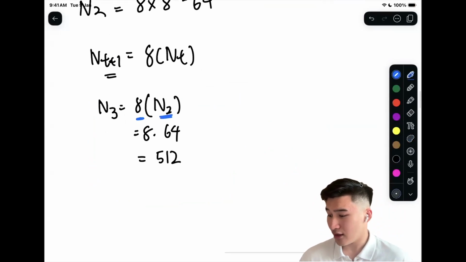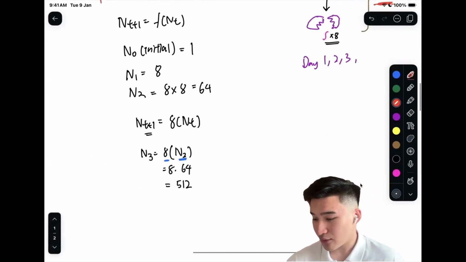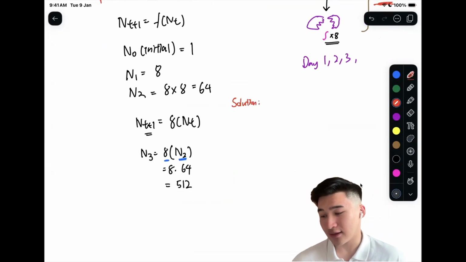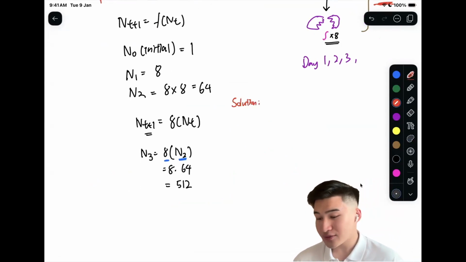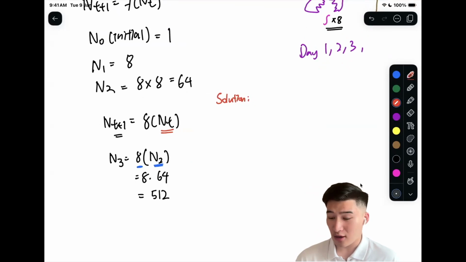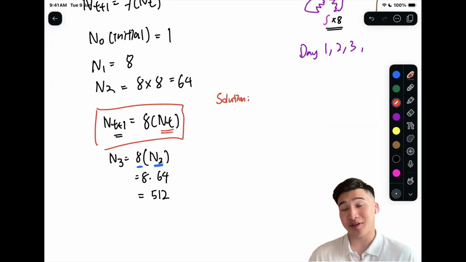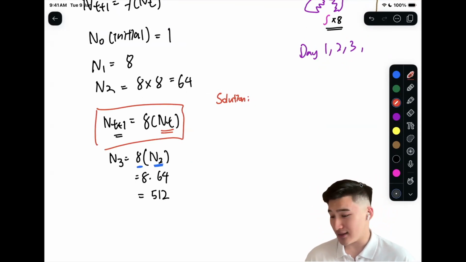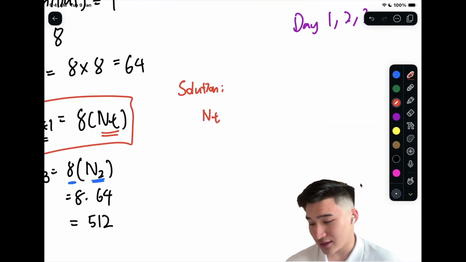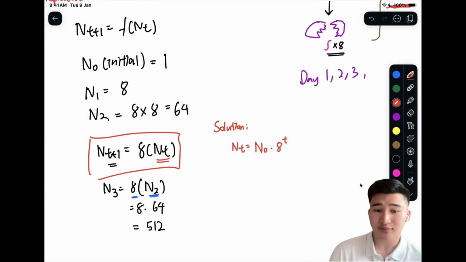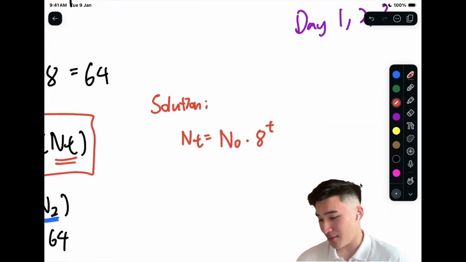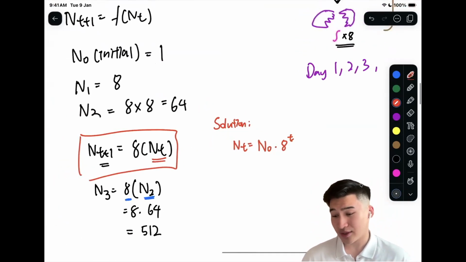And there's a thing in discrete time models that we call a solution. Basically, a solution is a formula that helps us find N_t. Because one major flaw of this equation is that if we don't know N_t, we can never find N_(t+1). So we need a solution to find N_t. N_t, the current population, is equal to N_0, our initial population, times 8 to the power of t. Now, we have to think a little bit deeper as to how this exists, but actually, it's pretty self-explanatory here.